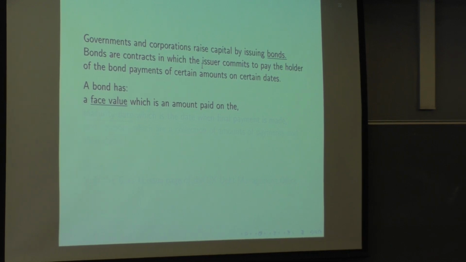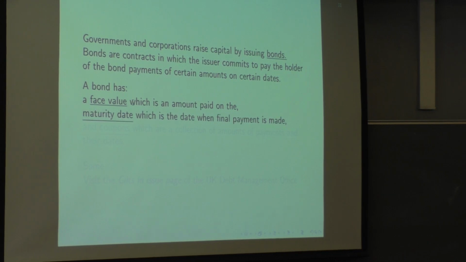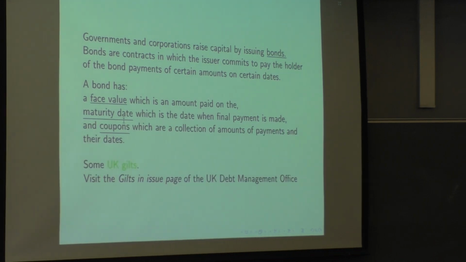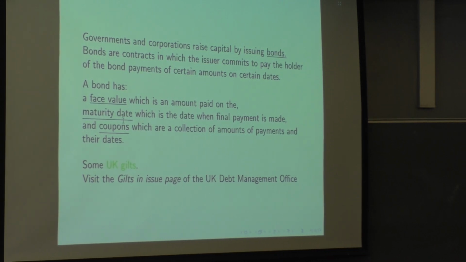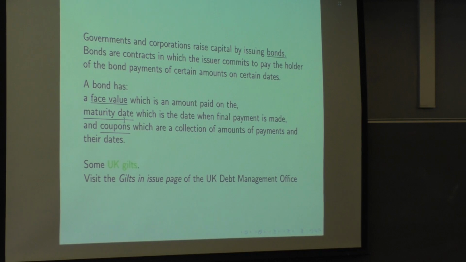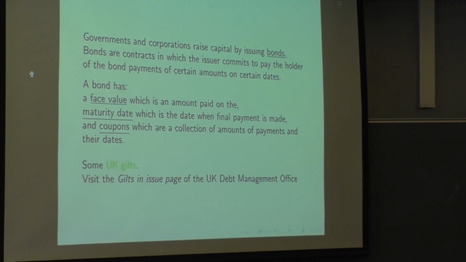There's a name for this final payment. It's called the face value of the bond, and the date on which the face value is paid to the owner of the bond is called the maturity date. Together with this final payment, you have another collection of payments, which are the coupons. Each coupon says something like, you will get £5 in 6 months, another £5 in 12 months, and another £5 in 18 months, and so on.